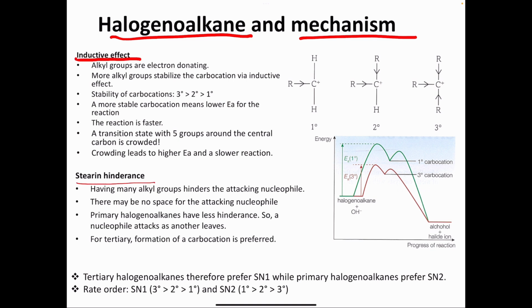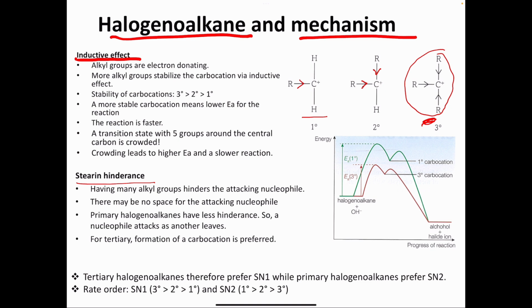The inductive effect is when there are more groups that are electron donating. For example, primary halogenoalkanes only have 1 R group, which is electron donating. Secondary halogenoalkanes have 2 electron donating R groups. The hydrogen is not electron donating. And tertiary have 3 electron donating groups, meaning if they were to form a carbocation, it is going to be more stable in comparison to primary and secondary.